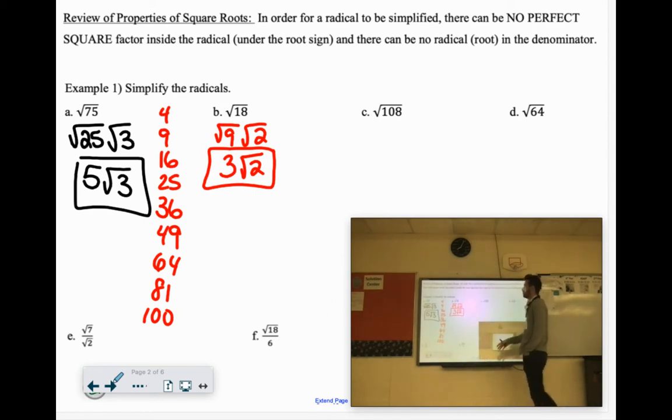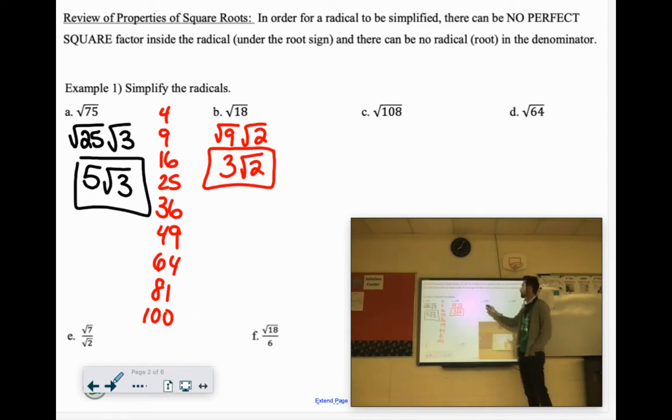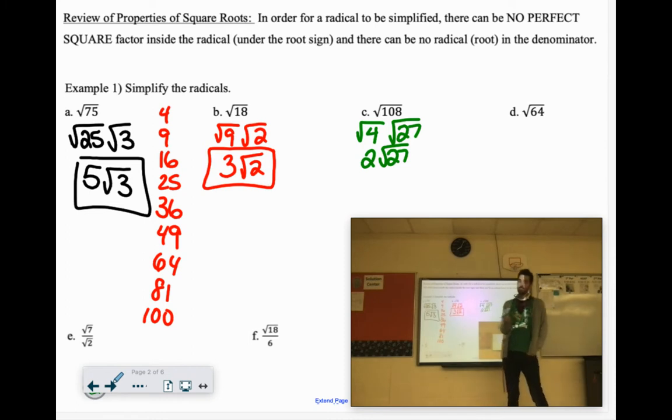108. Now you might not know which one of these goes into 108, but if it's even, usually I try 4 and see what we can do. So this would be 4 times 27. Right? Yeah. And the square root of 4 is 2. So you have 2 root 27. But 27 still has a perfect square in it. It's 9. So we could break it down further. 9 times 3. The square root of 9 is 3.